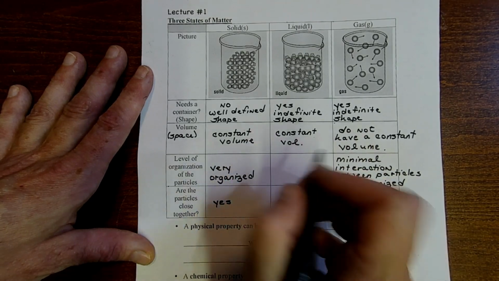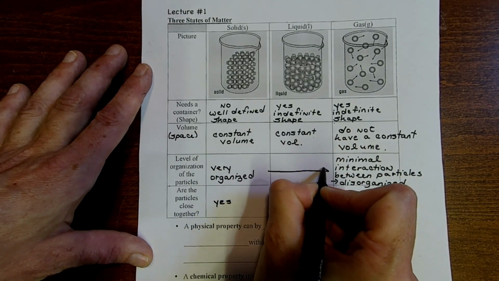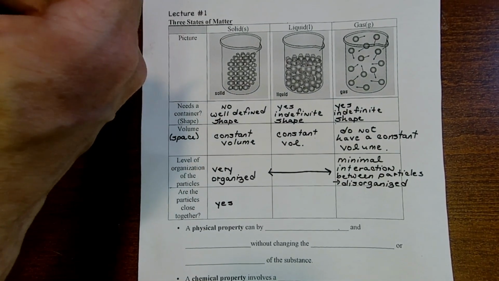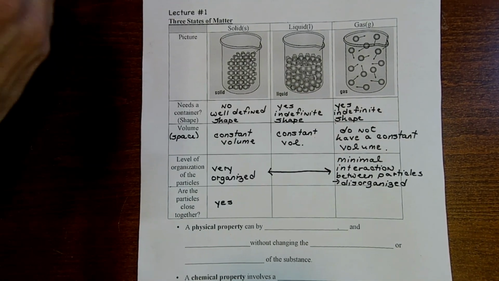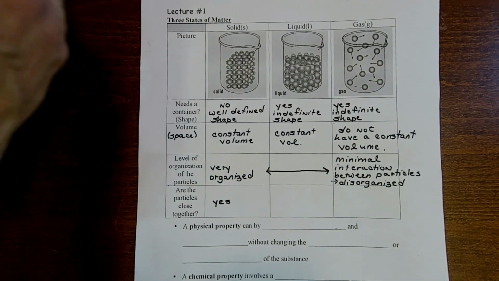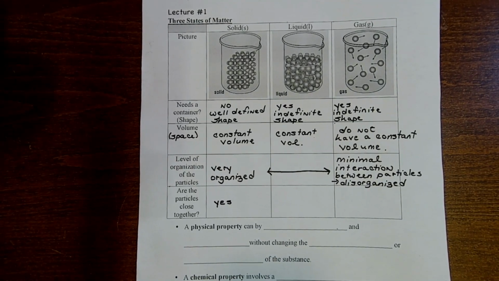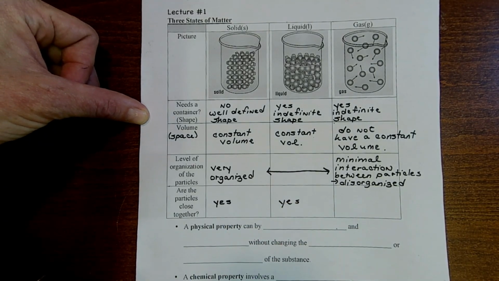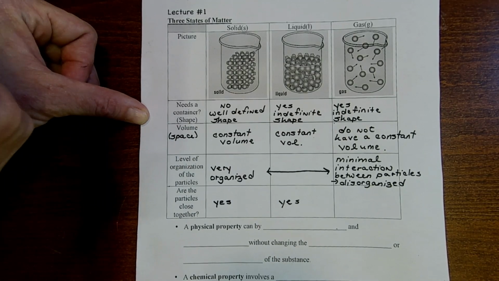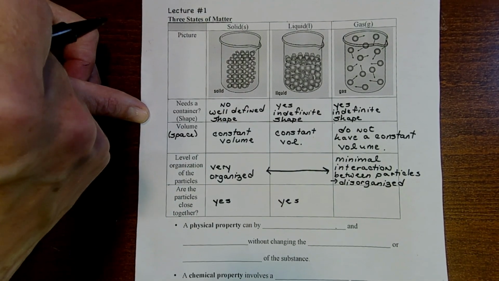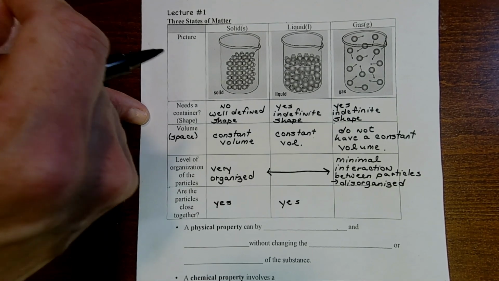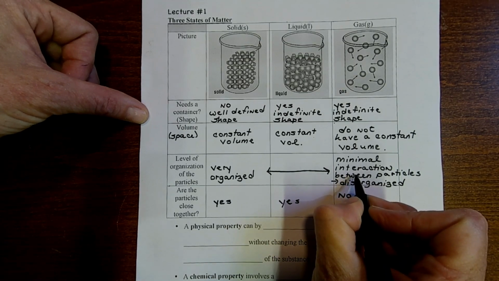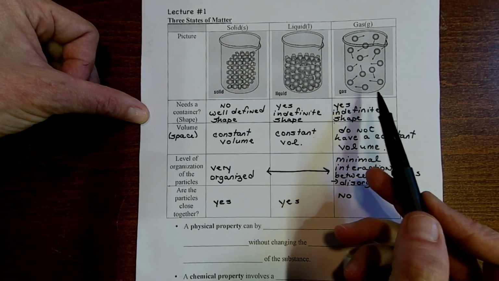The liquid is somewhere in between. It's not as crazy as a gas, but there is some fluidity, and as you can see even from the picture up here, it's not super organized, kind of like if you packed in a hurry. But the particles are still pretty close together in the liquid state, and that goes back to the fact that we have a constant volume. And then with gases, the particles are not close together. There's minimal interaction. They're going to spread out to fill up that container.